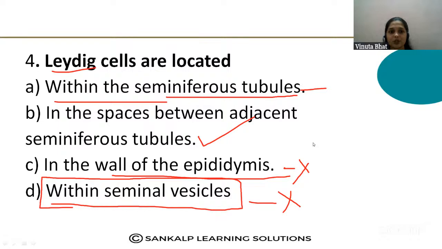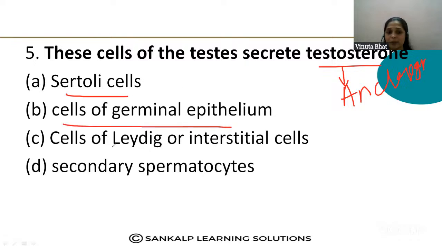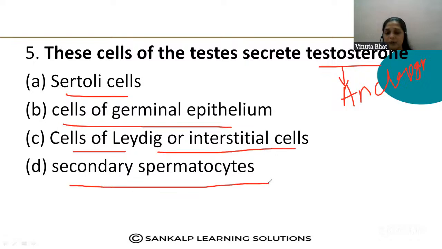See the fifth question. These cells of the testis secrete the testosterone. Testosterone, that is also called as androgen, right? Write down the answer in the comment box. Sertoli cells, cells of germinal epithelium, cells of Leydig or interstitial cells, secondary spermatocytes.